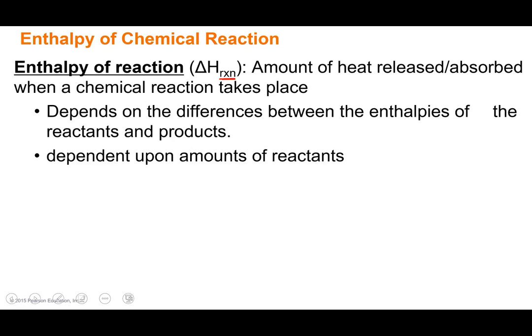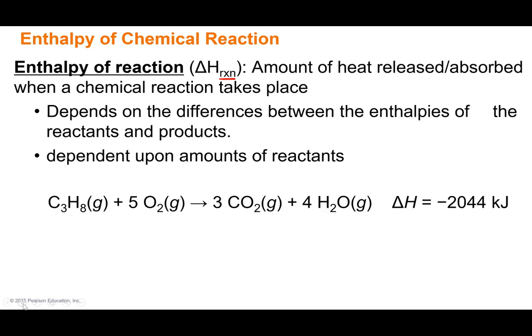It's also going to depend on the amount of reactants. So we'll see this stoichiometry come back very, very shortly for these problems. So here's an example of a chemical reaction. What we have going on here is a hydrocarbon that's burning in the presence of oxygen. And when that takes place, we're going to get 2,044 kilojoules of energy released during that chemical reaction.